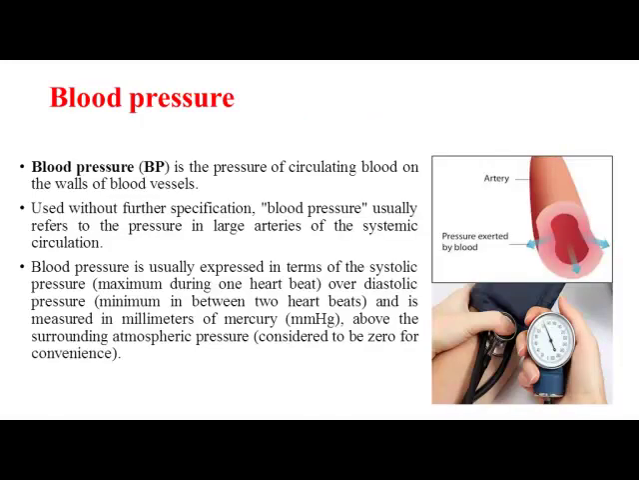Now, in biological terms, what is blood pressure? Blood pressure is the pressure of circulating blood on the walls of blood vessels. Used without further specification, blood pressure usually refers to the pressure in large arteries of the systemic circulation. The pressure that blood exerts on the walls of the arteries, we call blood pressure. During blood flow, blood is also a fluid, so being a fluid it has some pressure which it exerts on the walls of the arteries while flowing.